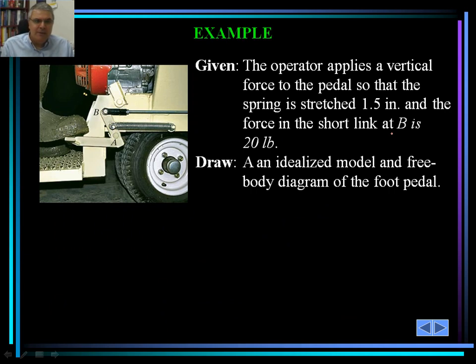Let's take a look at an example. In this particular case, the operator applies a vertical force to the pedal so that a spring is stretched 1.5 inches and the force in the short link at B is 20 pounds. So this is A, this is B, this is the pedal, this is his foot. It's covered with wet concrete.